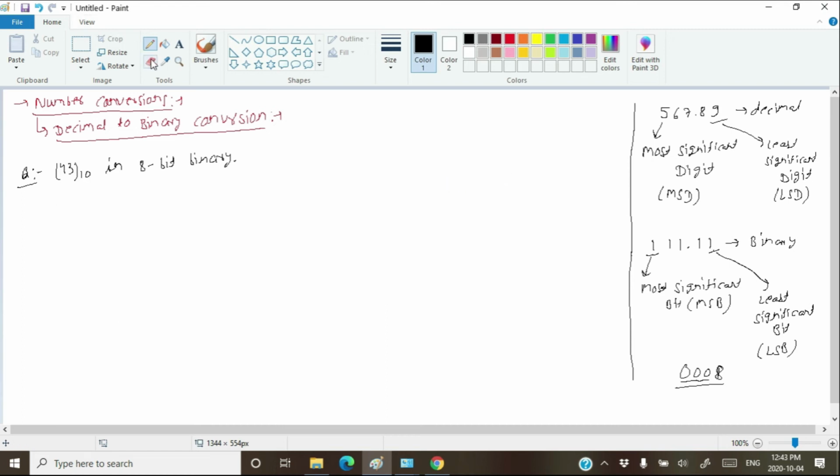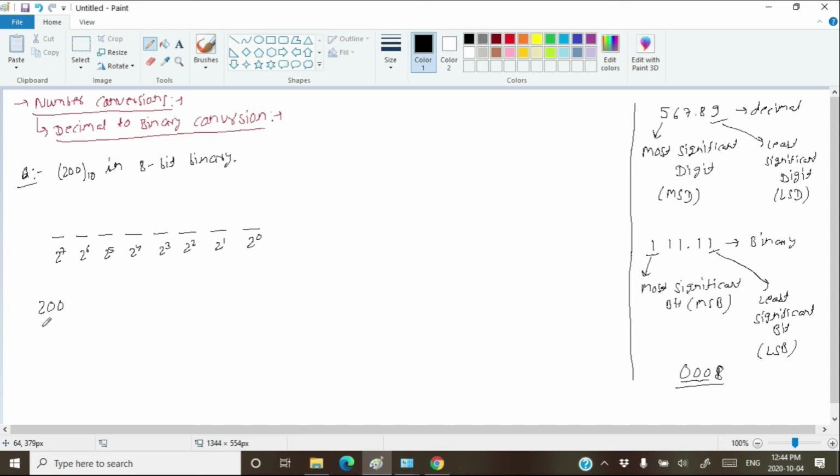So now we have to convert 200 to 8-bit binary. So allocate 8 bits and provide them weights from right to left. That is 2 to the power 0, 2 to the power 1, 2 to the power 2, 2 to the power 3, 2 to the power 4, 2 to the power 5, 2 to the power 6, 2 to the power 7. Now write here 200.